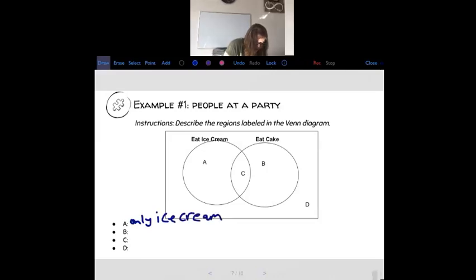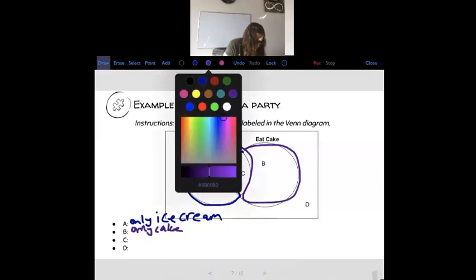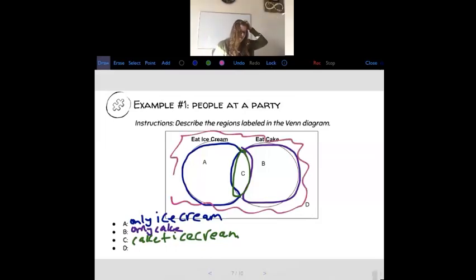And now region A is just this part right here. Okay. Region B is people that eat only cake. Region C are people that eat cake and ice cream. I have a sweet tooth, so that would be me. Region D, so anything that's outside of those circles but still within the box of people at a party, are people who don't eat cake or ice cream.